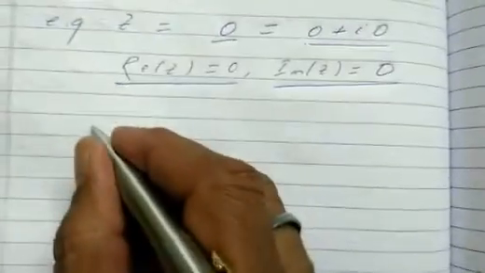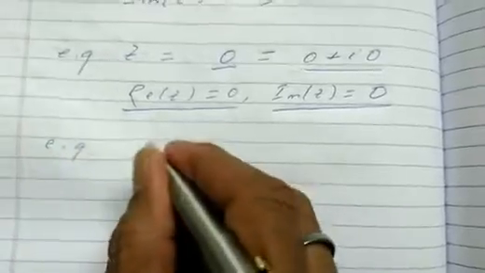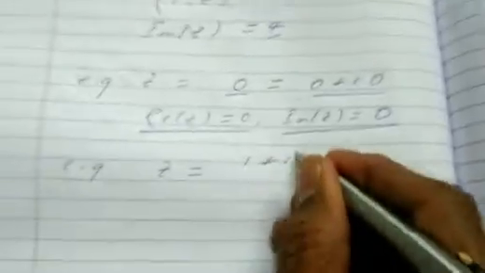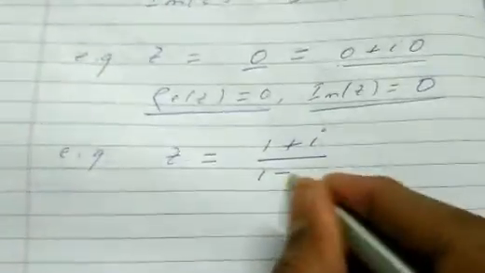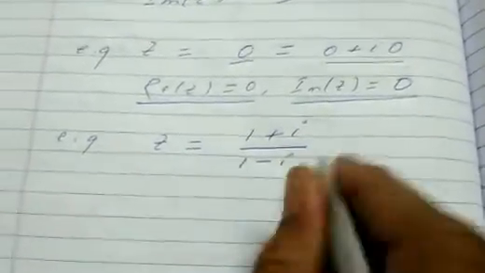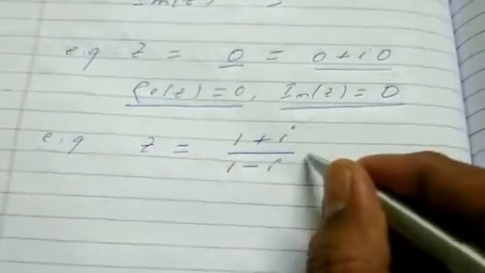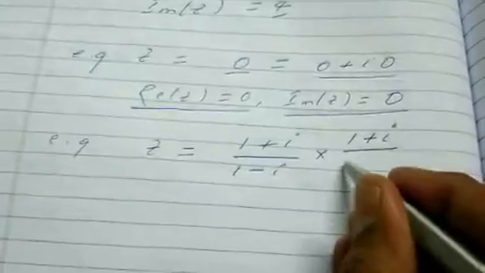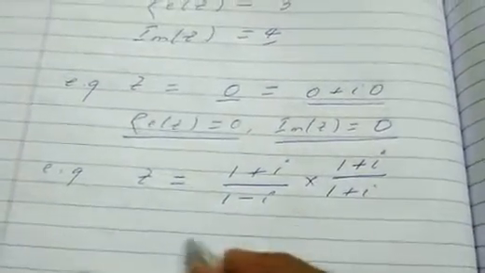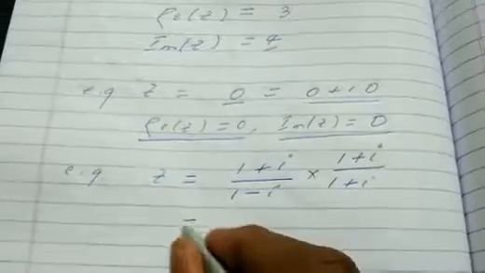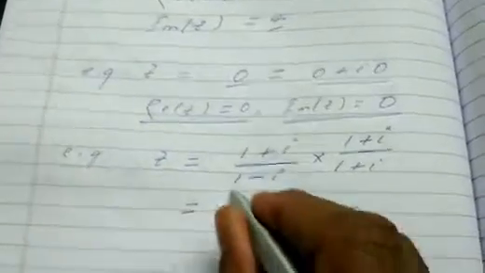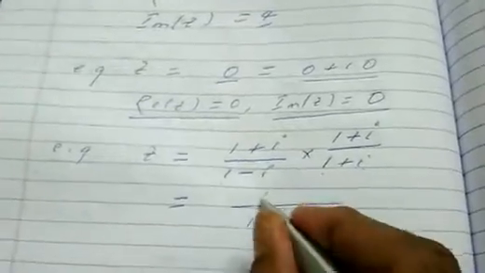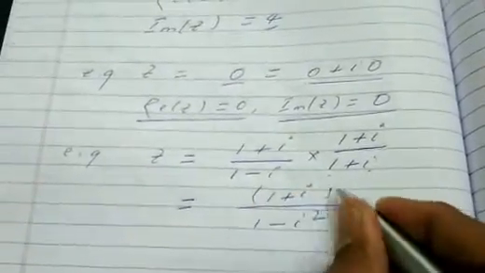So for any complex number, I am putting another example. Suppose you have z equal to 1 plus i upon 1 minus i. This is a complex number, but it is not in standard form. So we can make it standard form by rationalizing it, multiplying by the opposite sign of the denominator. I am rationalizing here: a minus b times a plus b is a square minus b square, and this is 1 plus i whole square.